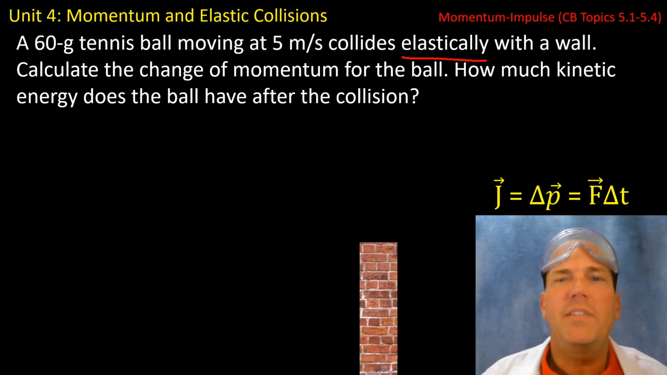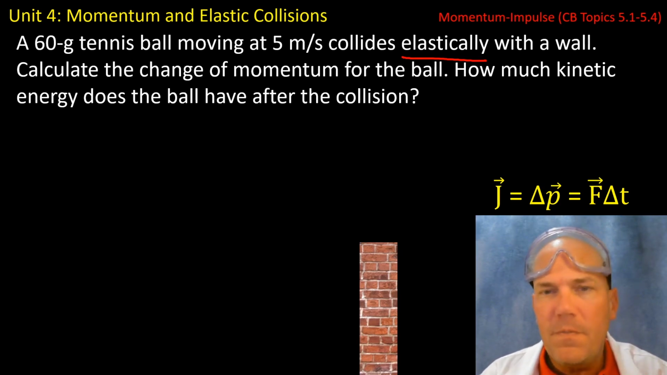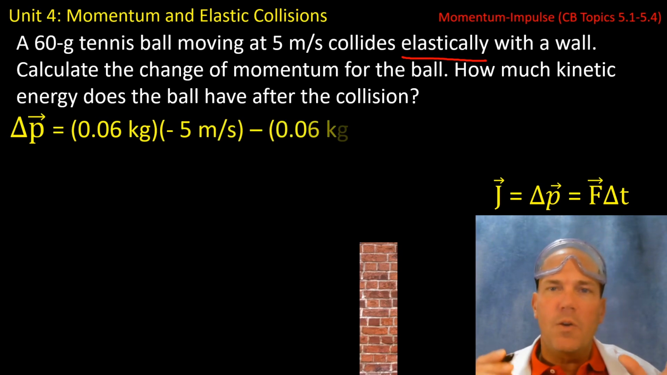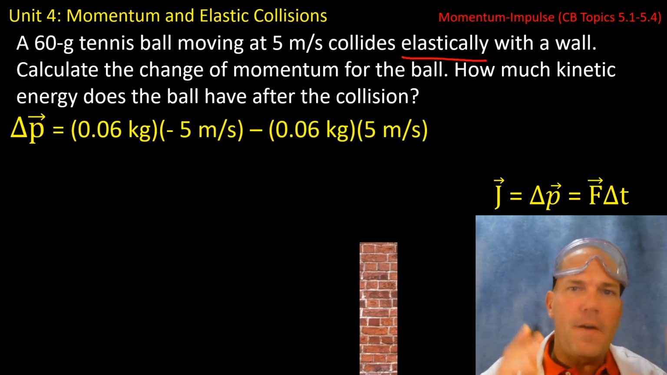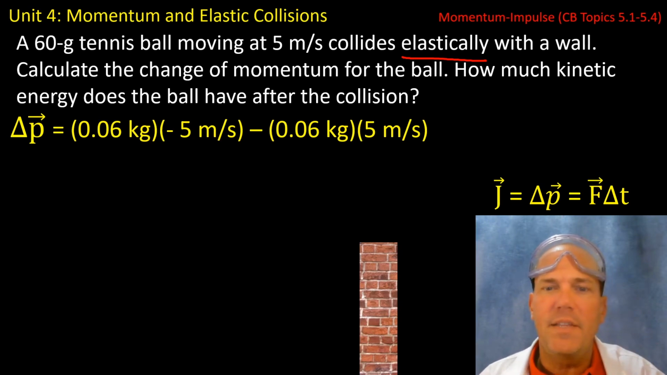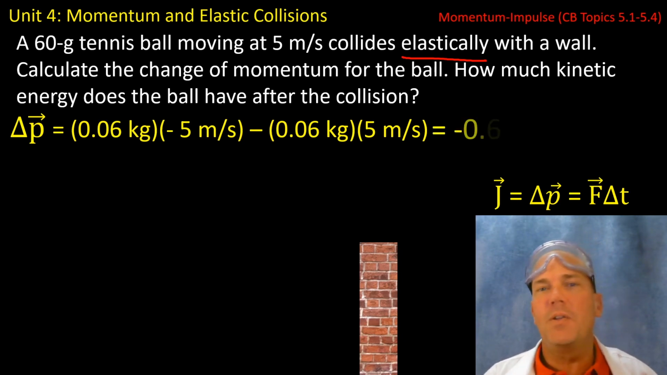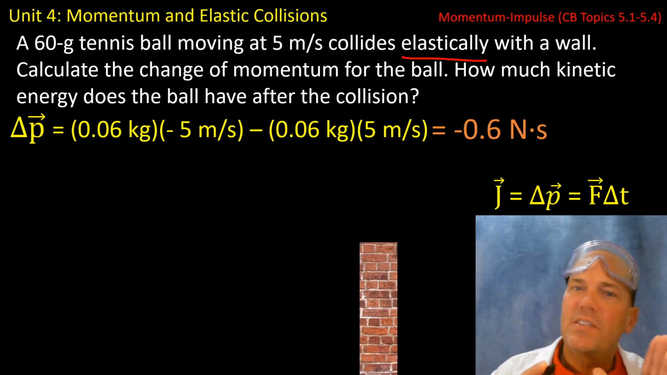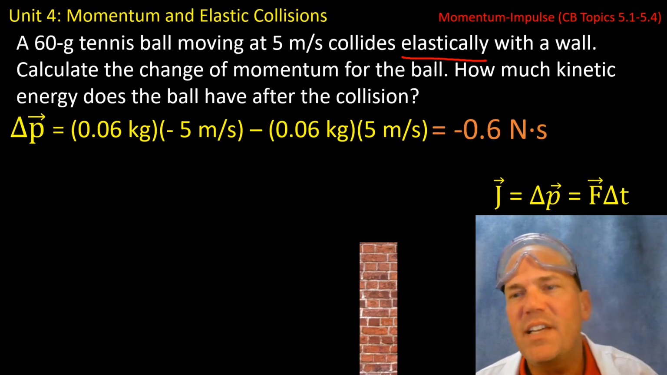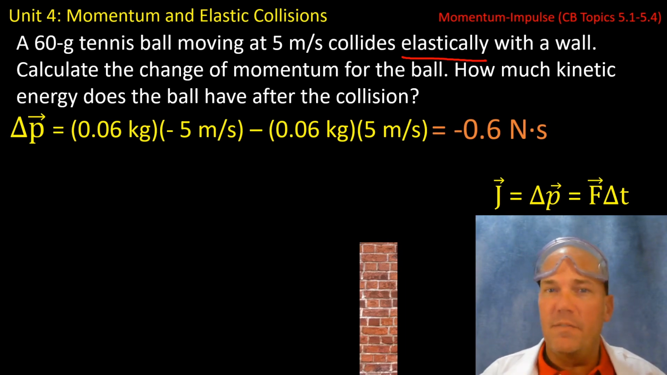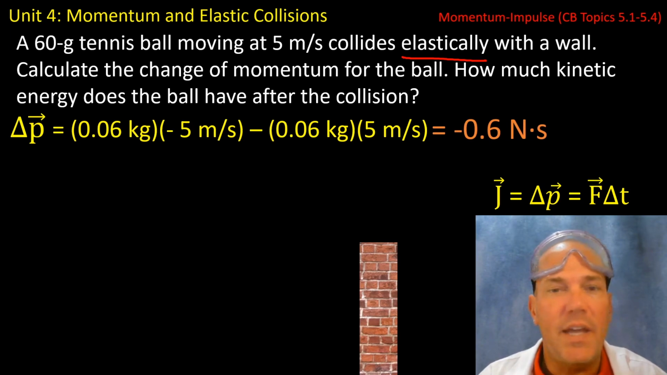This problem is asking you now to calculate first the change in momentum for the tennis ball. So taking the final momentum and subtracting the initial momentum and paying close attention to the signage for these vector quantities, we can find that the tennis ball's change in momentum is 0.6 Newton seconds to the left, or negative 0.6 Newton seconds.